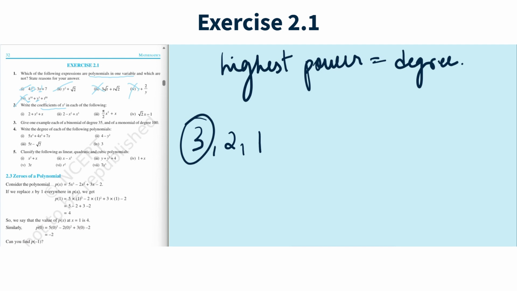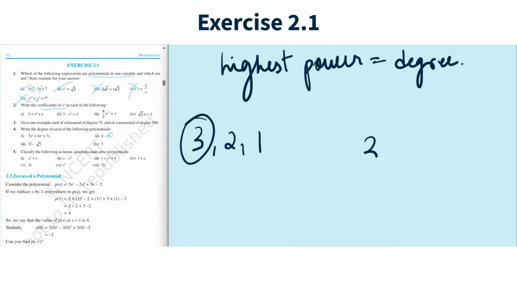Next is 4 minus y square. We have 2 over here, which is highest, right? So 2 becomes our degree of polynomial for that one. So we have 5t minus root 7. Here, when there is nothing in the power, it means that there's 1. And is there any other variable with any other power here? No, that is the only one. So the highest power over here is 1.